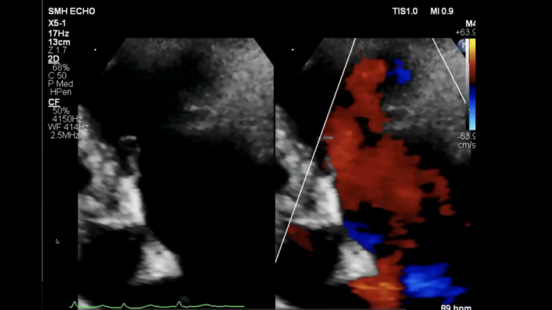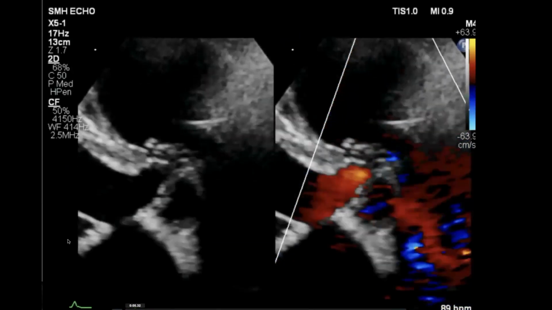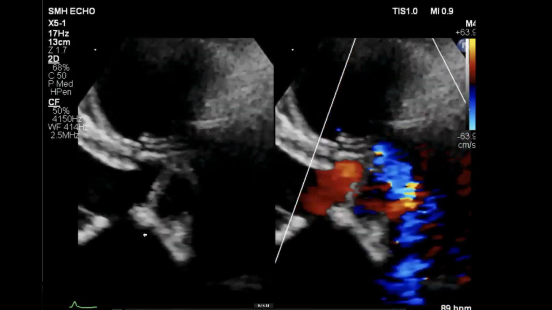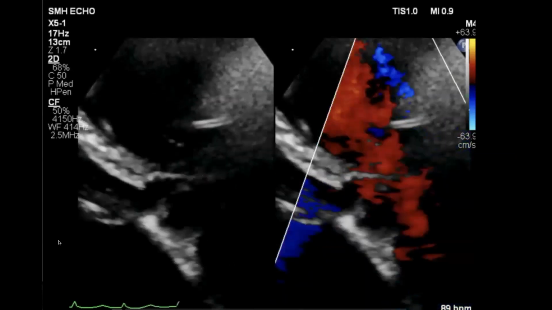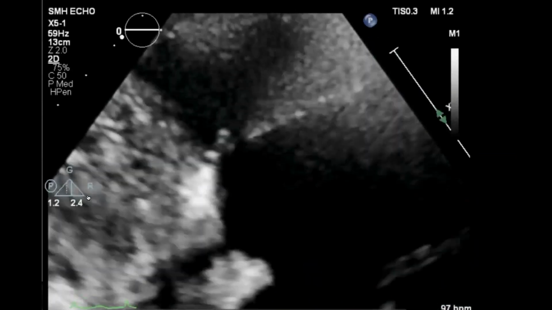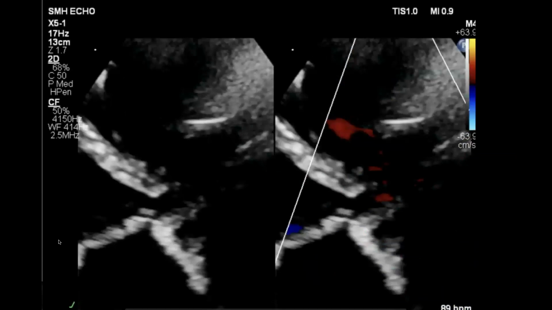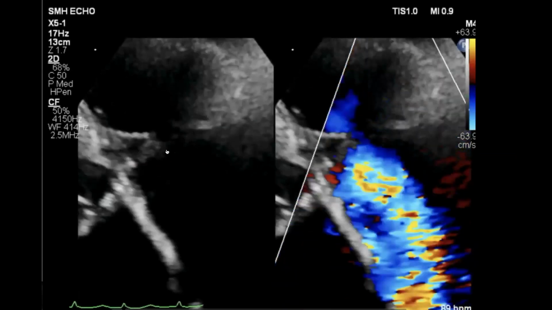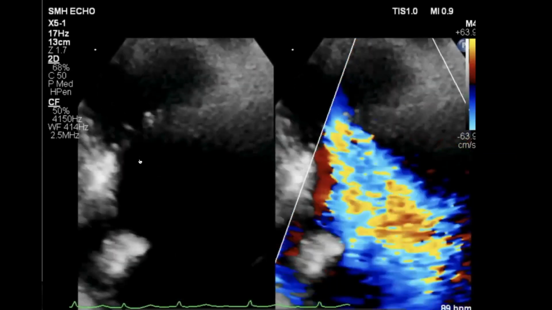So this is a sweep. We're starting from the LVOT. In the bottom left here, we're seeing the mitral valve. This is the LVOT, and we're sweeping from the septum away. So the first, oh, sorry, one second. I'll go back. So the first leaflet you'll see here is probably the septal leaflet.